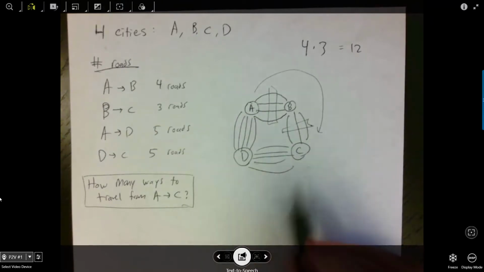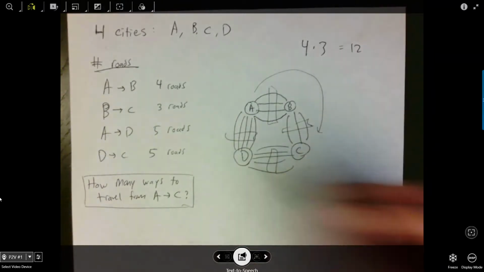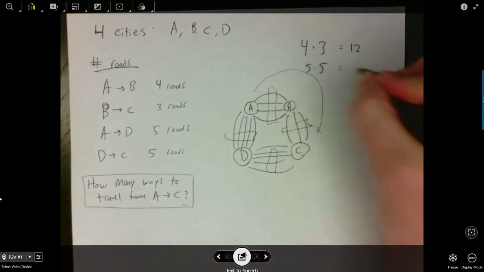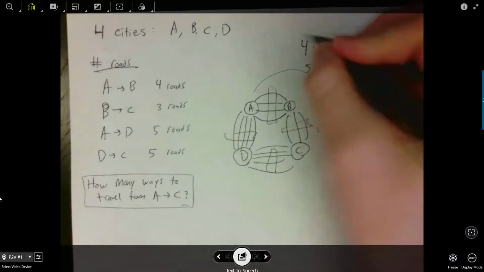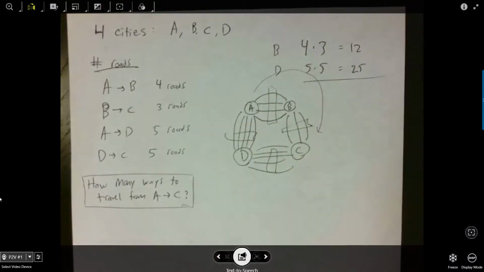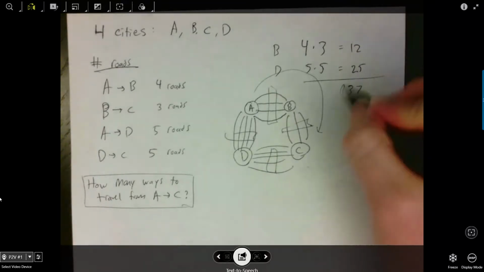If we go this direction, I've got to choose one of these roads and one of those roads, and there's 5 and 5 of them. So that's 5 times 5 is 25 routes. So this is going through city B, this is going through city D. So how many routes are there total? 25 plus 12 is 37 routes total.